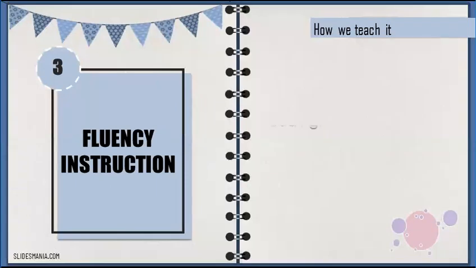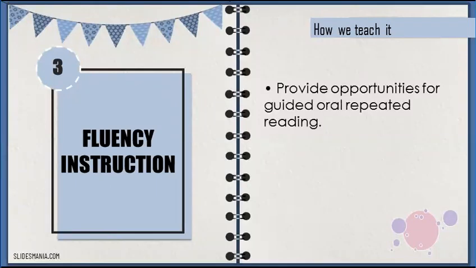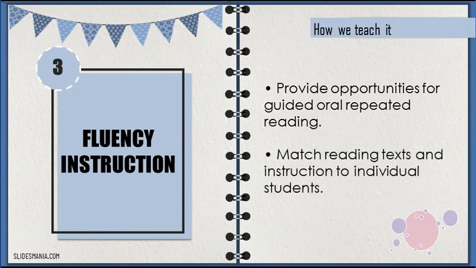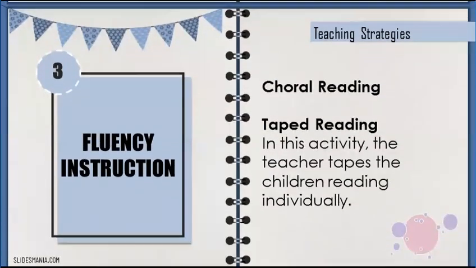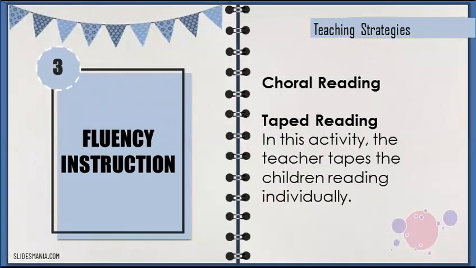So teachers also have to provide opportunities for guided oral repeated reading and match reading text and instruction to individual students. Readers who lack fluency struggle so much with decoding that they cannot focus on the meaning. So teachers can help students build fluency through guided repeated oral reading. So here are the teaching strategies that we can use.